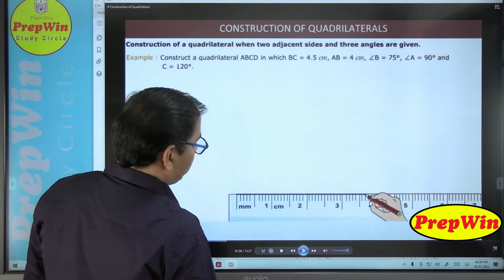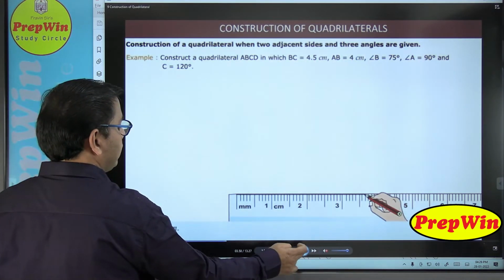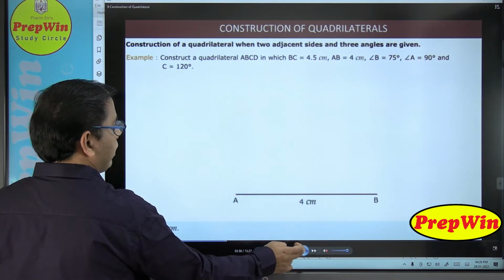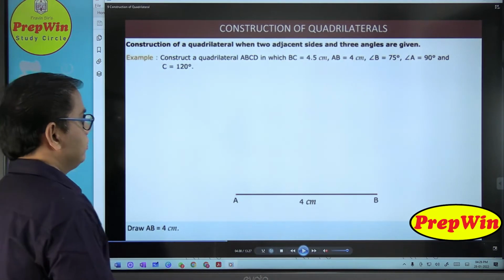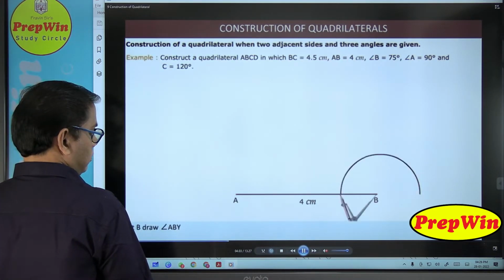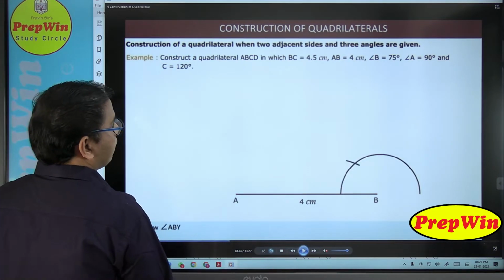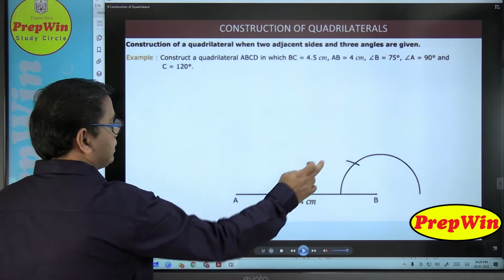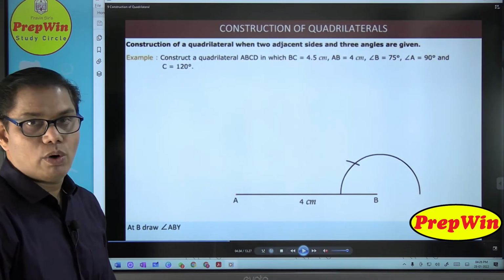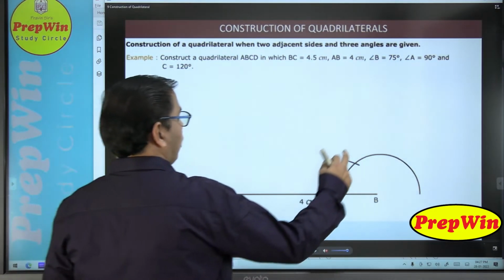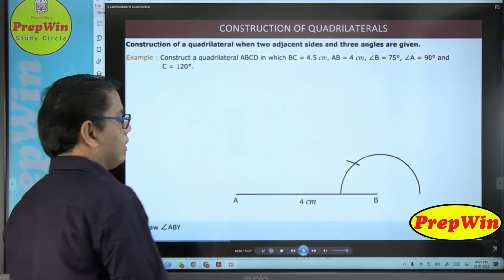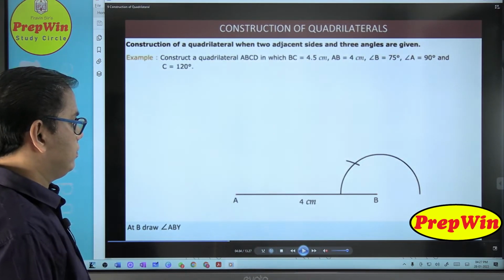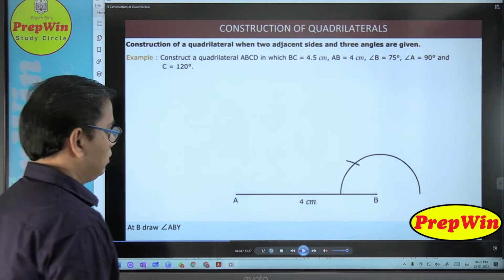AB is how much? 4 centimeter. Okay, AB is 4 centimeter. Start with base AB, 4 centimeter. Okay, we are starting with angle B. Angle B is 75 degree. See, this is 60 degree. Come on, draw a semicircle and draw this arc. This is for 60 degree. Correct?